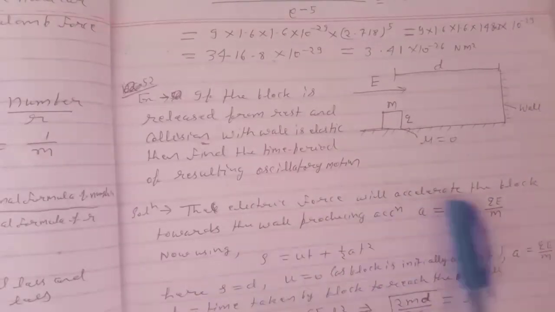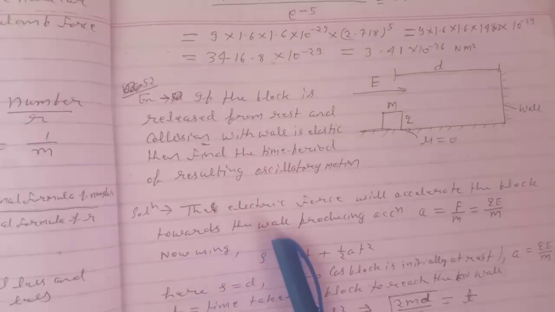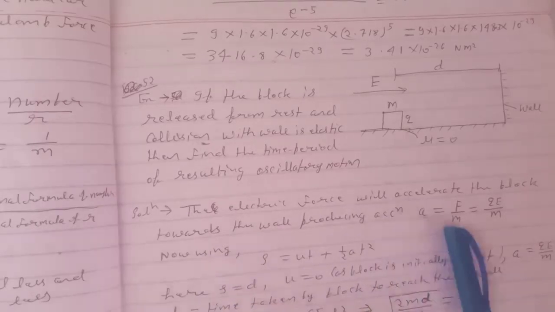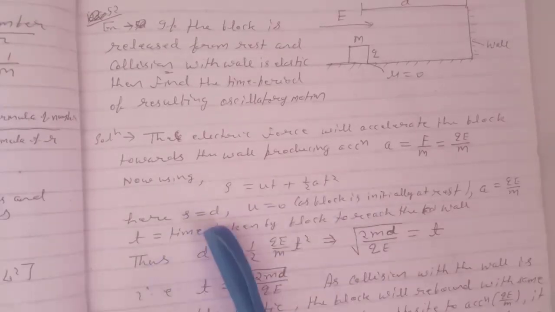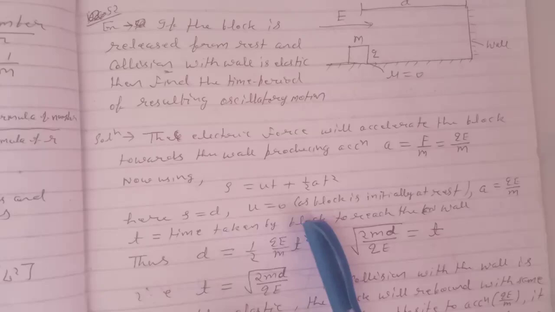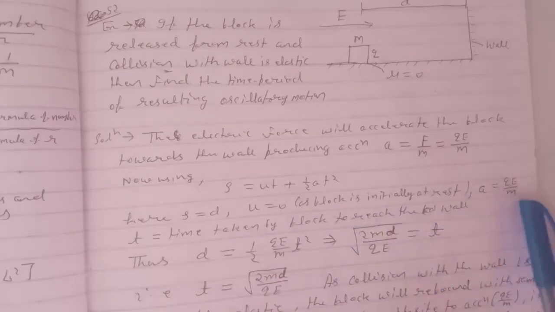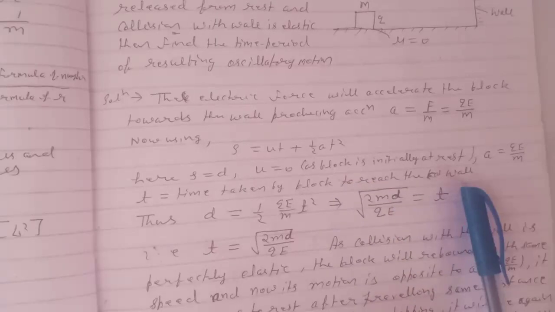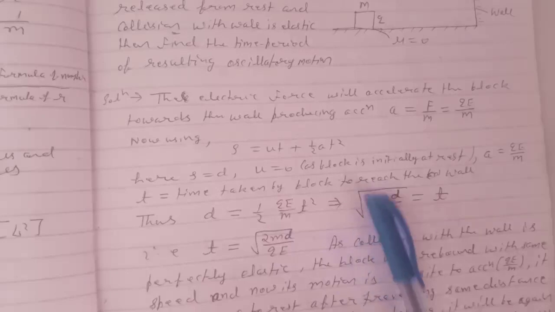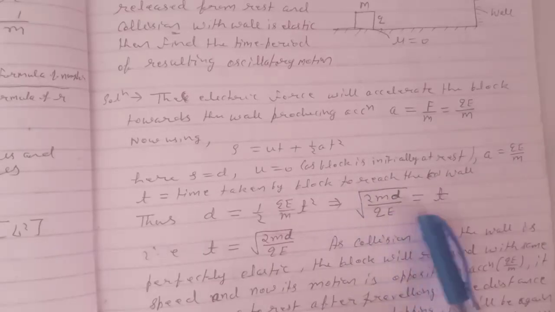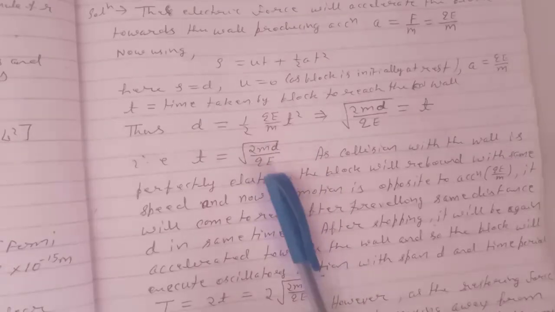The electric force will accelerate the block toward the ball, producing acceleration a equals F by m equals qE by m. Now using S equals ut plus half at square. Here S equals d and u equals 0 as the block is initially at rest, a equals qE by m, and t equals the time taken by the block to reach the ball. Thus d equals 1 by 2 qE by m into t square, or t equals under root 2md by qE.